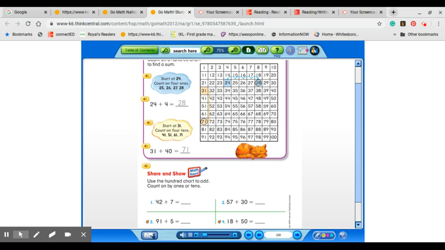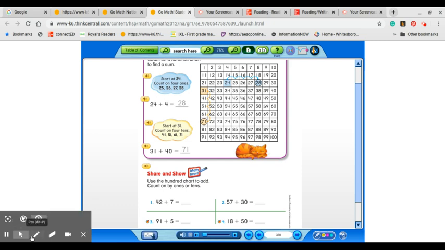Are we going to count on? Are we going to count down by columns? I hope you said count on, because that is correct. So we are going to count on 7. So we are going to say 1, 2, 3, 4, 5, 6, 7. You should have landed on the number 49, and that will be your sum. So 42 plus 7 is 49. Very good.